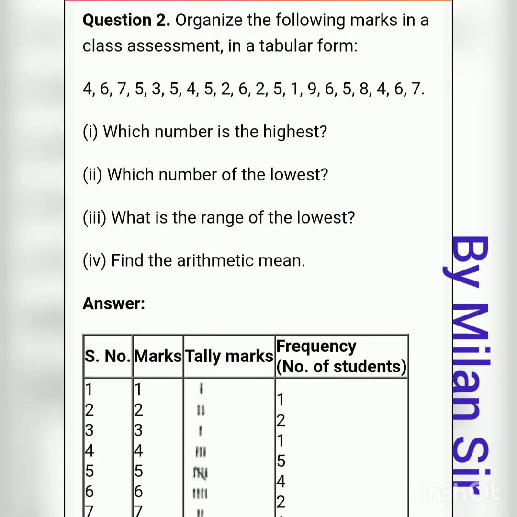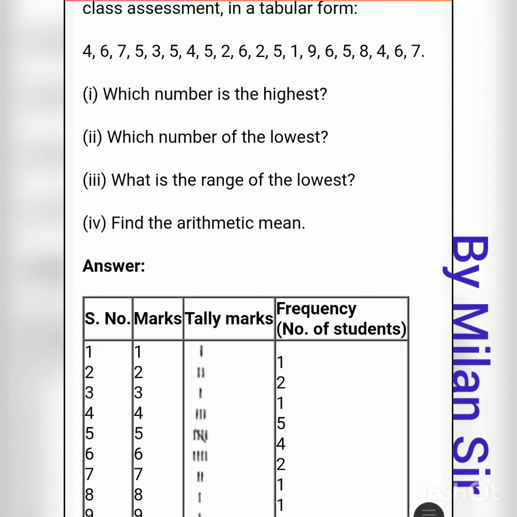Now here the lowest number is 1 and the highest number is 9. So first of all, arrange the data in tabular form: serial number and marks. The first number is 1, after that 2, 3, 4, 5, 6, 7, 8 and 9. First we write the marks in ascending order: 1, 2, 3, 4, 5, 6, 7, 8, 9.